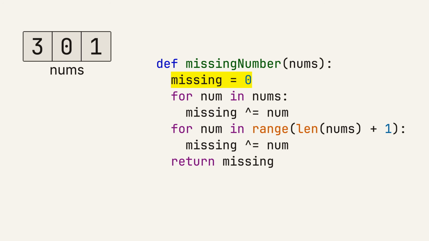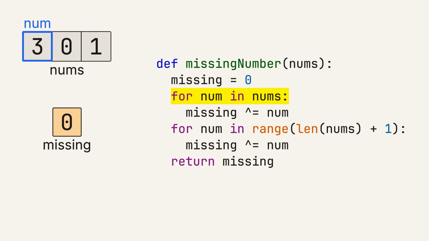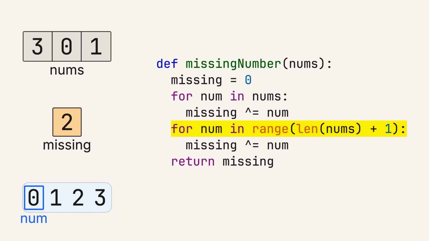Now let's look at the code. Missing will be the variable that holds the missing number at the end, and we'll initialize it to 0. Traversing the nums array first, 0 XOR 3 is 3, so missing becomes 3. 3 XOR 0 is still 3, and 3 XOR 1 is 2. Then let's traverse each number in the full range.